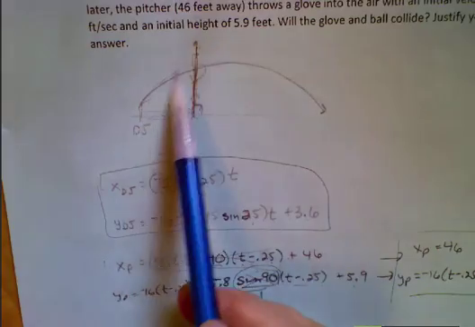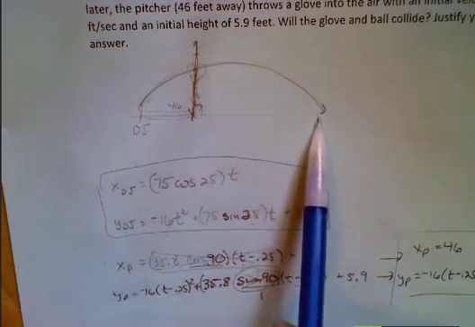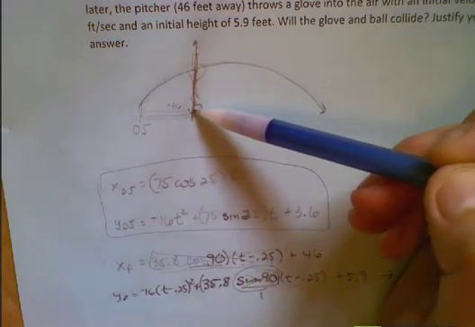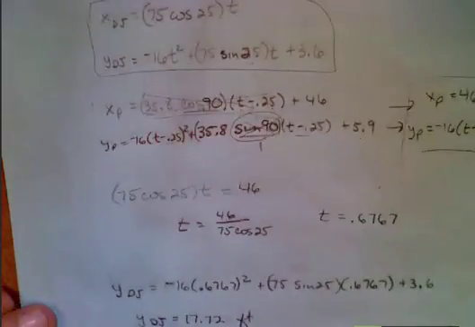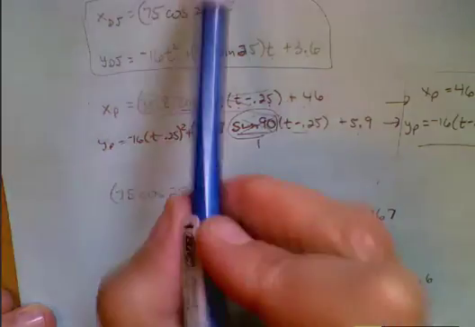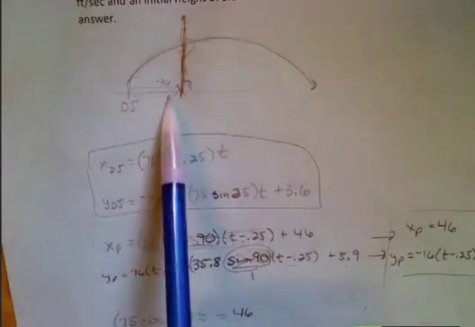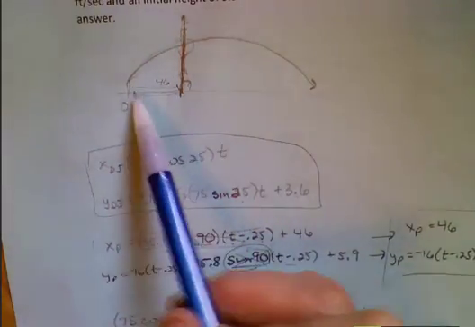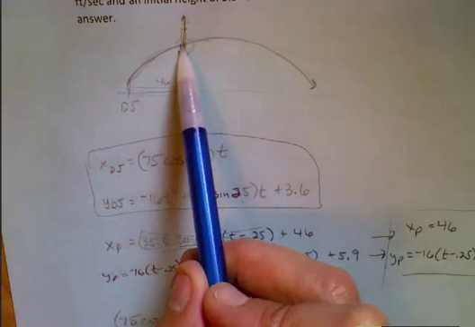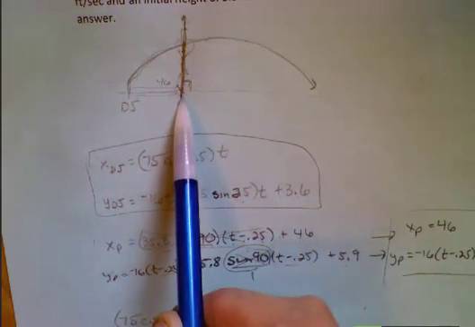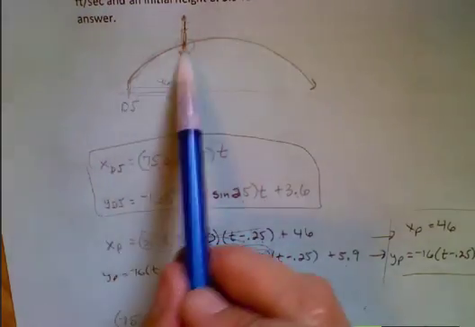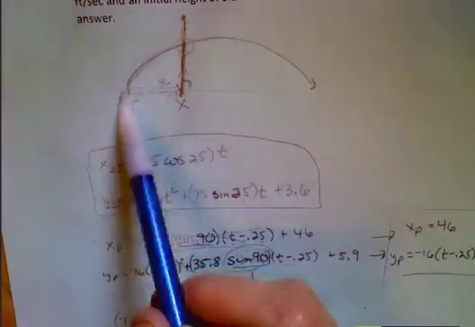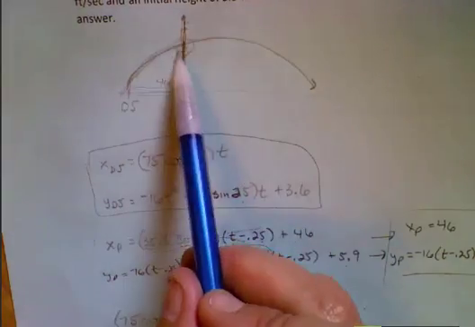Okay, so you set up your two parametrics. One is the ball that Derek Jeter has hit off the bat. One is the glove that's getting thrown straight up in the air and coming back down. So the question is, are they going to collide? Knowing that the glove goes straight up and comes back down, I would first figure out at what time the ball is going to be at that same x value. With the x value being 46, when is that flight at 46 feet out?